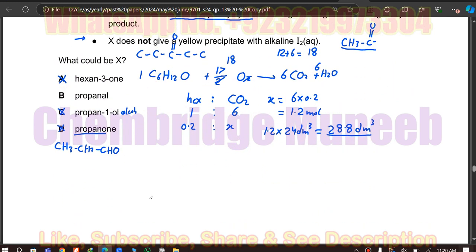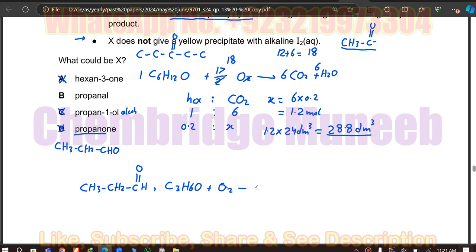Now let's check the calculation with propanal. The propanal has this structure, CH3CH2COH. Now this must react with the oxygen, so I will simplify it by considering its molecular formula. Its molecular formula will come out to be C3H6O. Now it will react with the oxygen gas to make carbon dioxide and water. Now again we need to balance it. There will be 3 molecules of carbon dioxide, and water will be multiplied with 3 to balance the hydrogen.